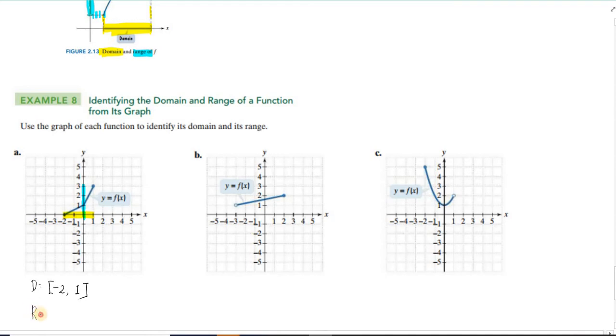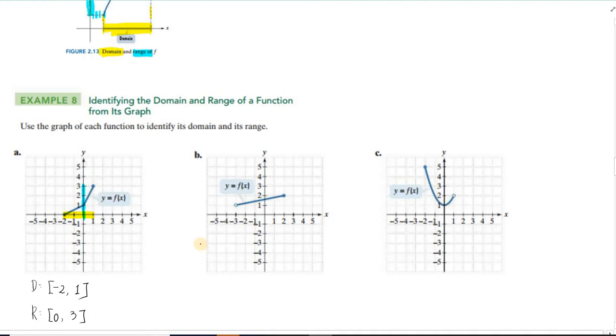And now we look at range. Range is from the bottom, it goes up. In this case, if you look at the graph, it started at 0. Again, it's included because it's a solid circle. And then the graph goes up, up, up until here. All right, that's where it stops. That is my 3. Again, it's a solid circle, so we're going to close the bracket. Okay, that is how we find the domain and range.